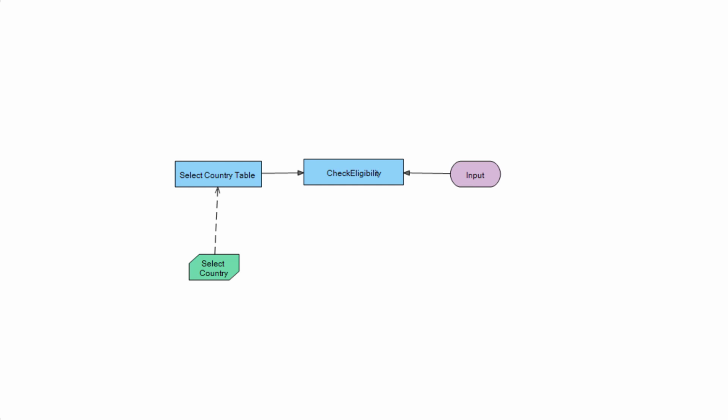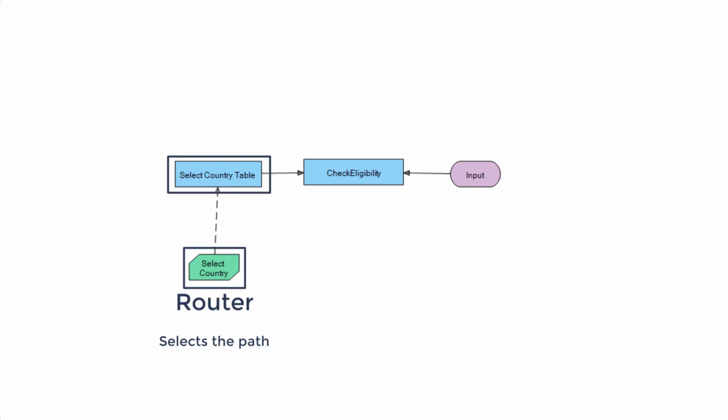Let's try a sample project. It'll take different paths depending on the input country and determine the eligibility of a customer according to predefined rules. Key components will be a router that selects the path and a placeholder that holds the selected path. Let's build this sample project.